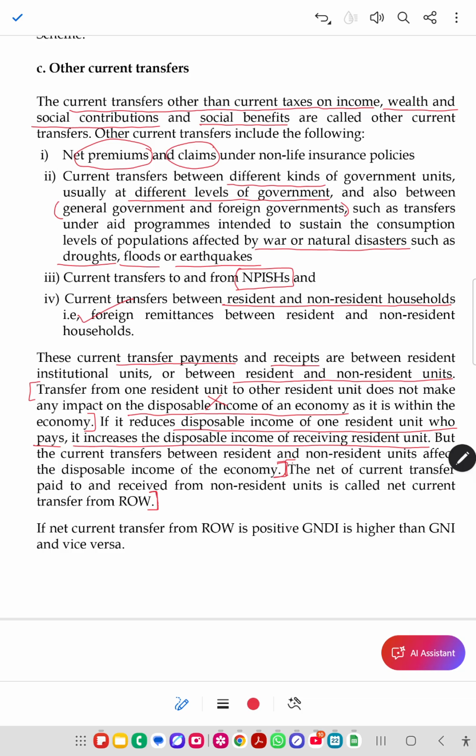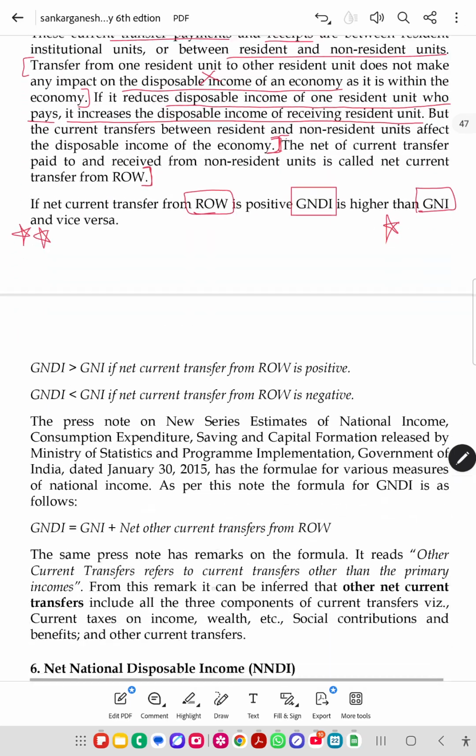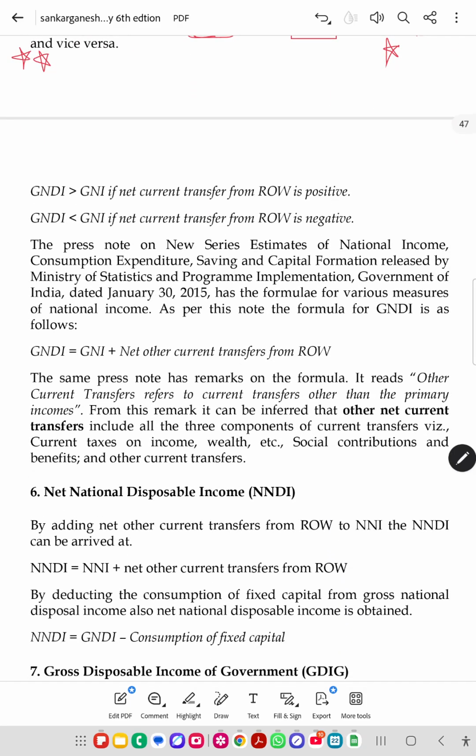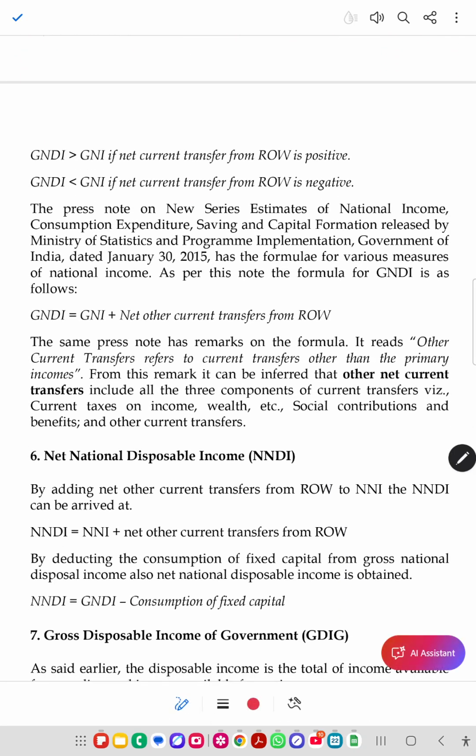If net current transfer from rest of the world is positive, GNDI, gross national disposable income, is higher than GNI. This is important. Next point: GNDI is more than GNI if net current transfer from ROW is positive. GNDI is less than GNI if net current transfer from ROW is negative.